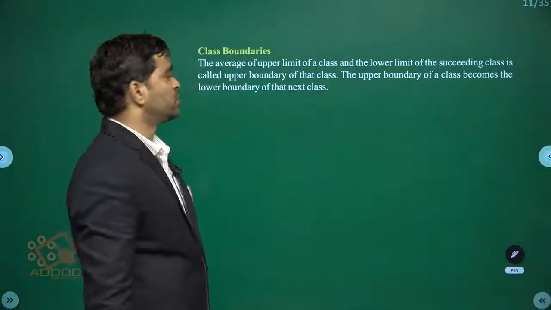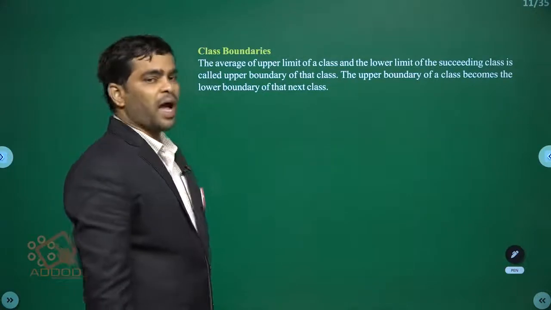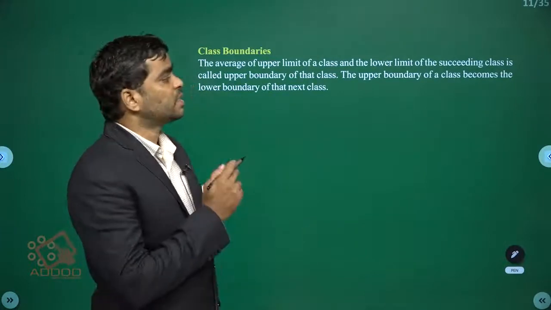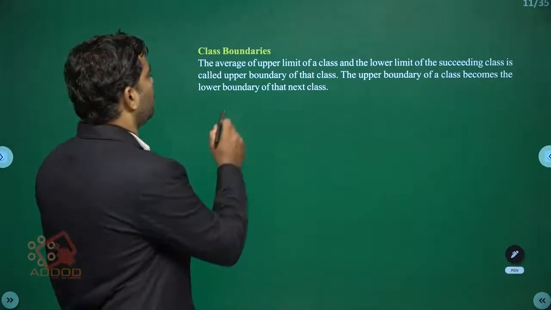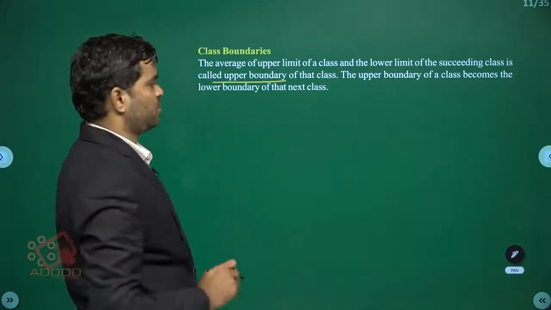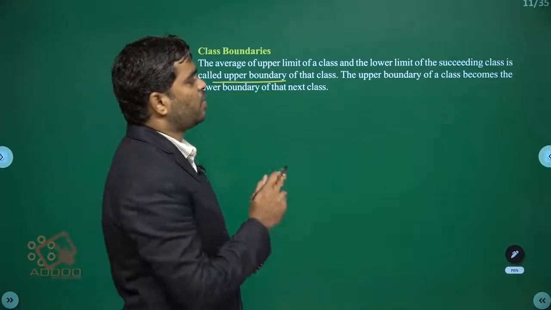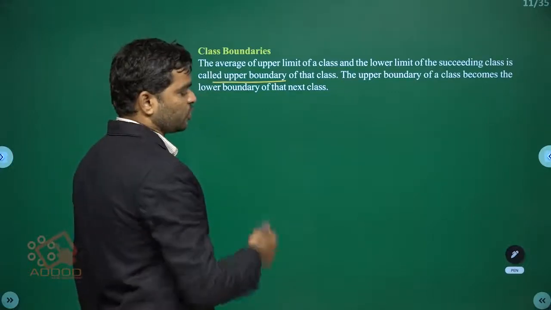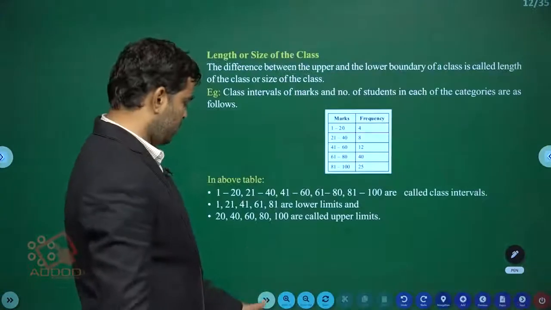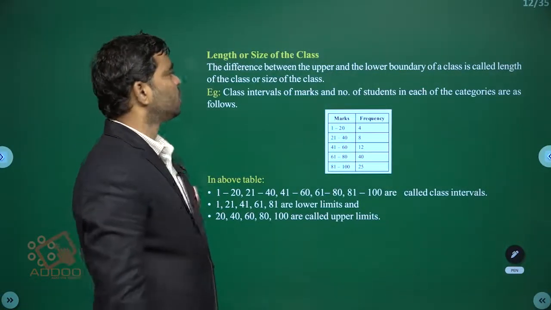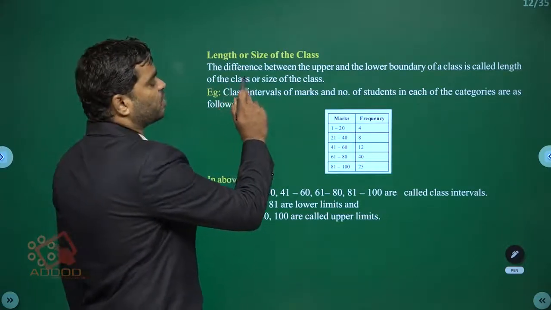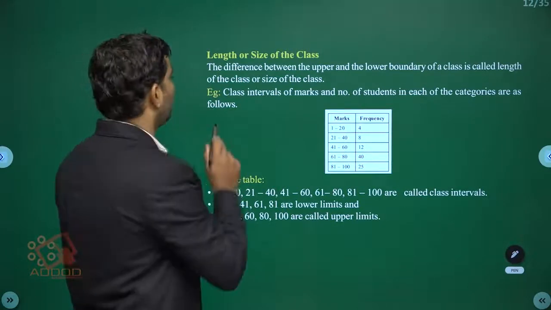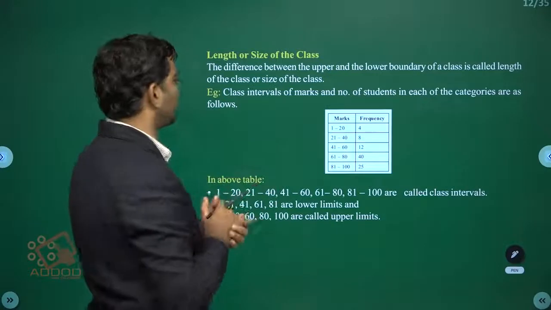Next, class boundaries. What are the class boundaries? The average of the upper limit of a class and the lower limit of the succeeding class is called the upper boundary of that class. I will show you the example. The upper boundary of a class becomes the lower boundary of the next class. I will show you the example. What does it mean? Okay, you can see here the length or size of the class. The difference between the upper and lower boundary of a class is called the length of the class, or we can say it is the size of the class.